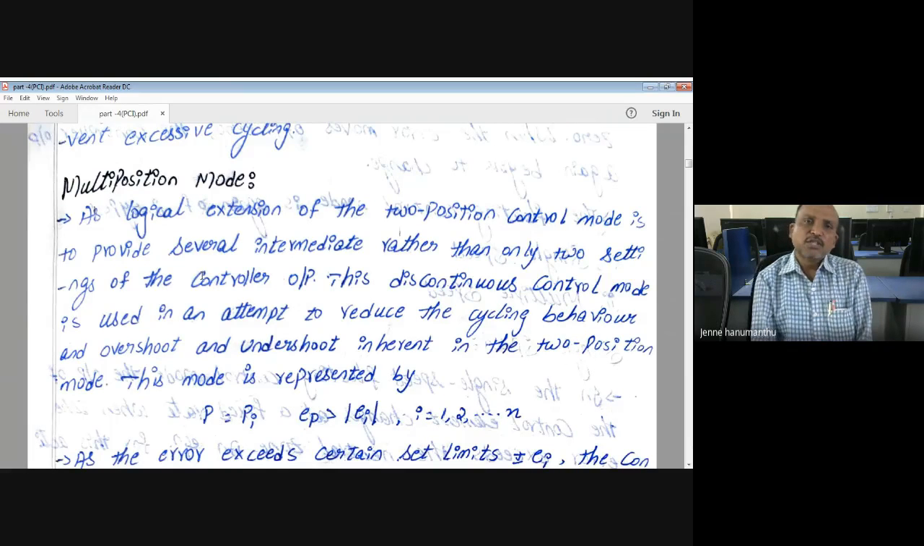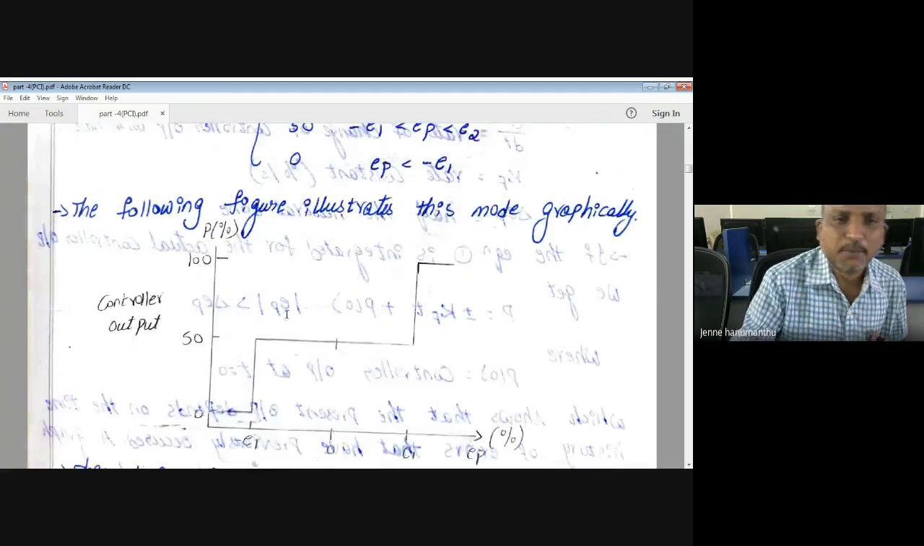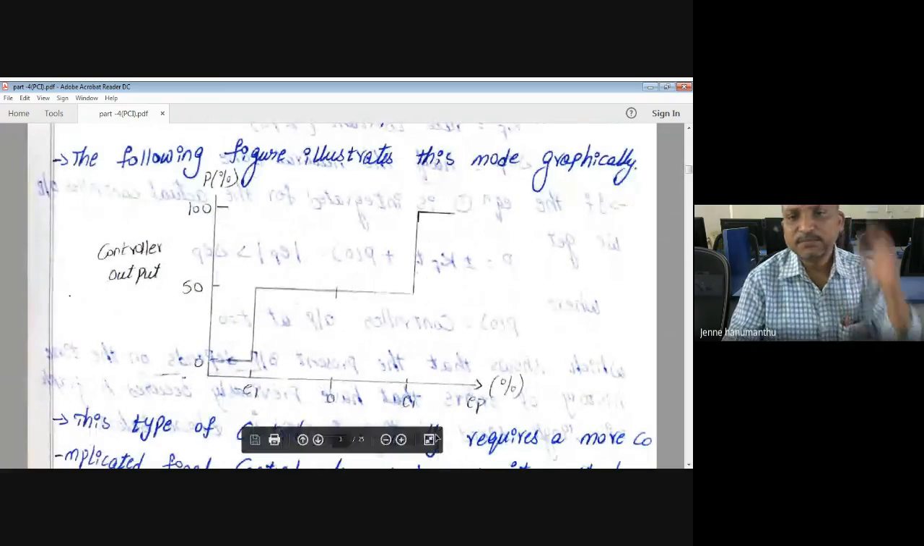So how is the controller going to give more than two positions of output P based upon the error? If for error E1 the controller has some output P1, for error E2 the controller has some other output, and in between E1 and E2 it gives another output. That is called multi-position. See the diagram.